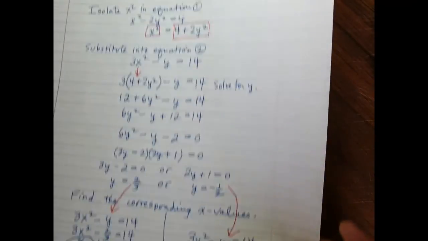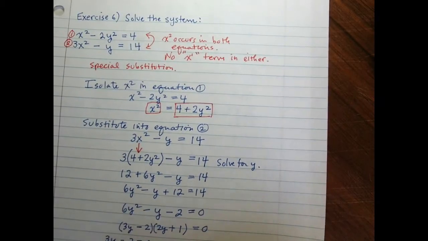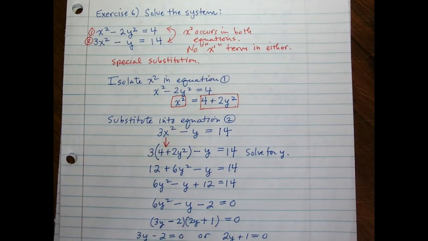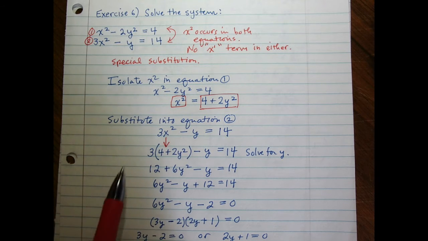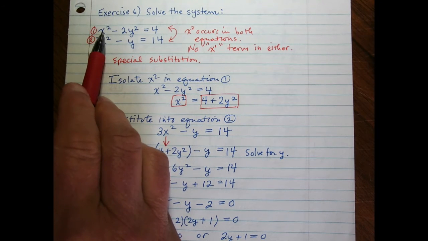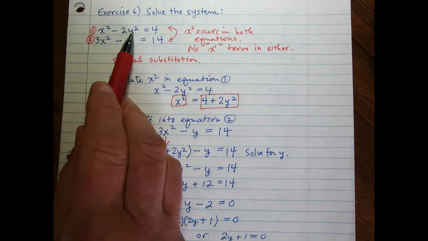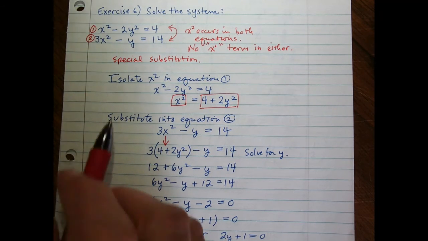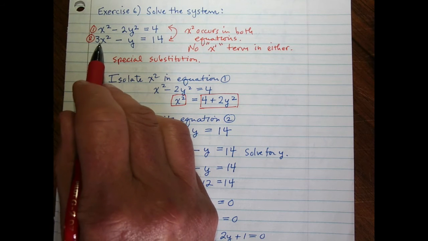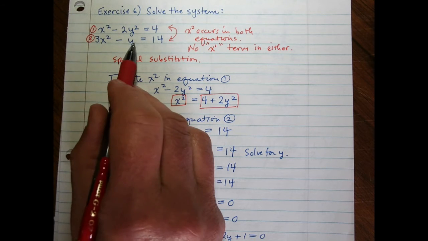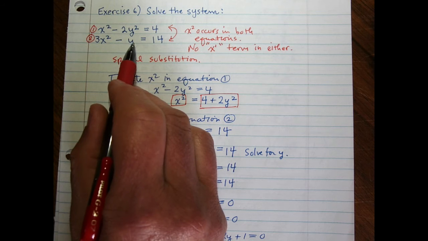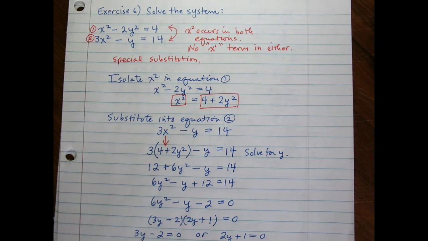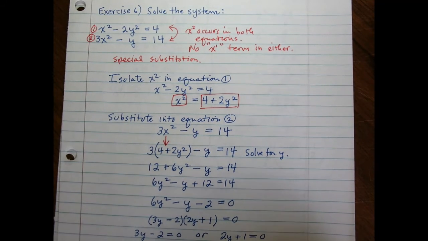Using this special kind of substitution is how we got started. Now if I go back to these original equations, the first equation has a difference of squares here, x squared minus 2y squared. That's a hyperbola graph. And the second equation has x squared, but y is not squared. So that second equation is actually a parabola, right?